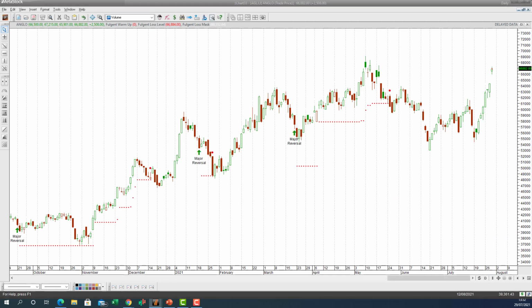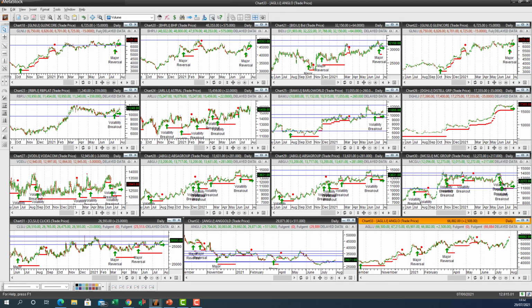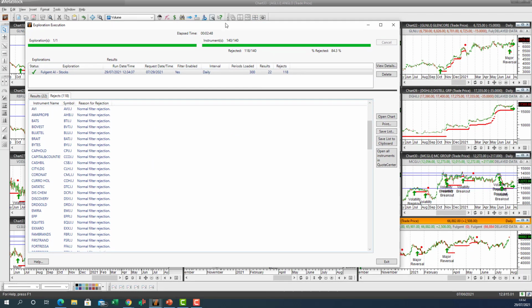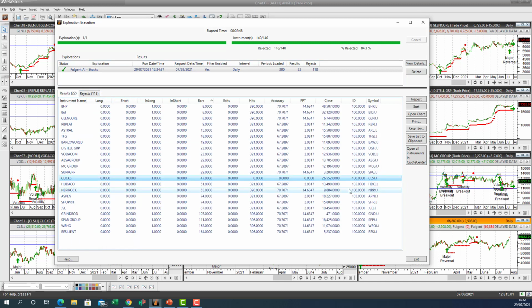Okay, but so far so good. Those are the names, the latest names, by looking at volatility breakouts and major market reversals in the South African market. And that's how you screen the South African market using artificial intelligence for volatility breakouts and major market reversals.